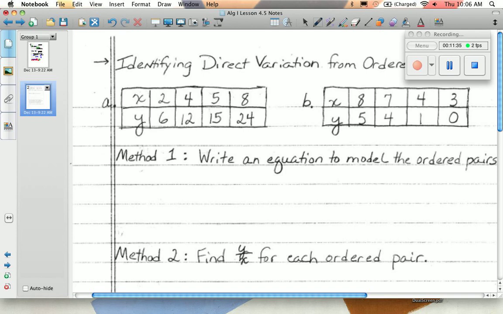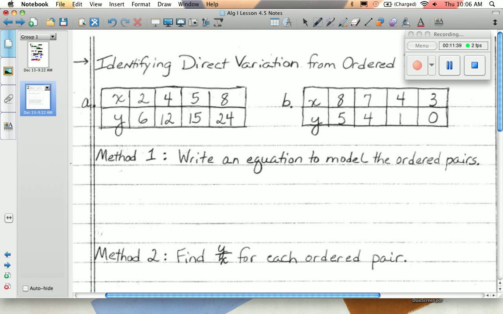Well, one way to do it, method 1, is to write an equation to model the ordered pairs. Do you guys know how to do that? Have you learned how to write an equation to model ordered pairs? You look for the rule, what's going on in that table. So table A, what's the rule? What's going on? To get from 2 to 6, 4 to 12, 5 to 15, 8 to 24, what's the relationship going on there, Braden?